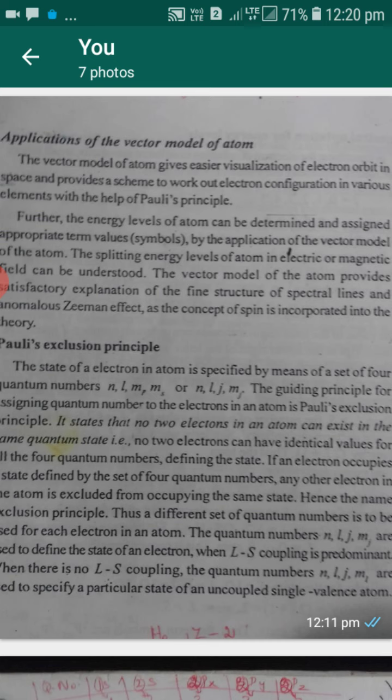Then next is the magnetic orbital quantum number, ML. This ML can take values L, L minus 1, L minus 2, etc., to 0, then minus 1, minus 2, etc., to minus L. For a given value of L, ML can take 2L plus 1 values. Then the magnetic spin quantum number, represented by the symbol MS, takes two values, plus half and minus half.